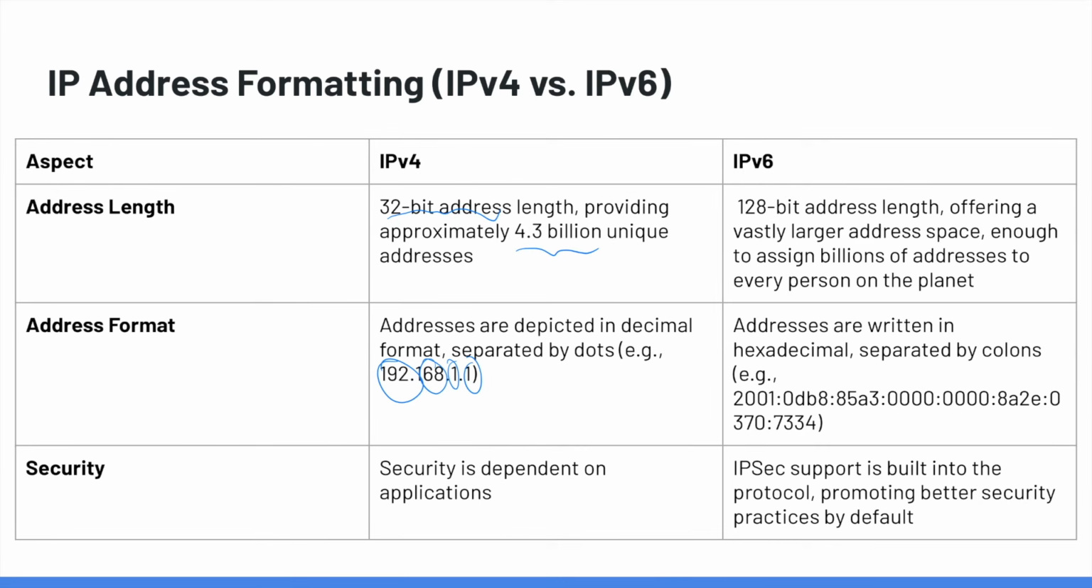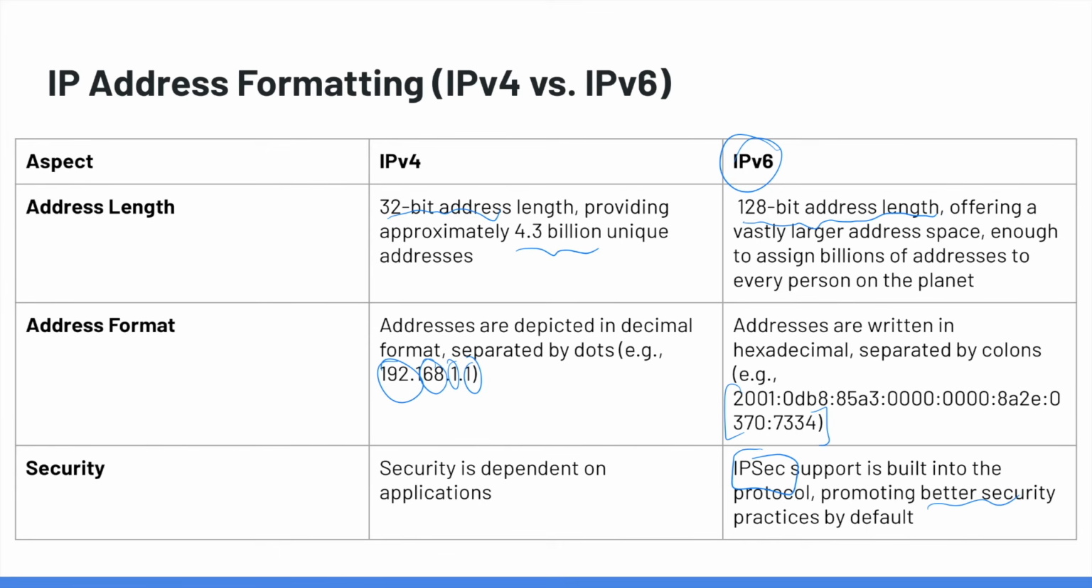But once people started connecting refrigerators to the internet, it was pretty obvious we needed more than that. So IPv6, or version 6, came into existence. This has a 128-bit address length, and it looks something like this. So basically we have eight groups of 16 bits. Now, IPv6 is newer, but it's also more secure, and it incorporates better security practices by default. It has support for something called IPsec.